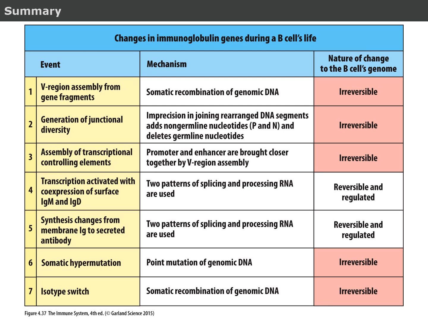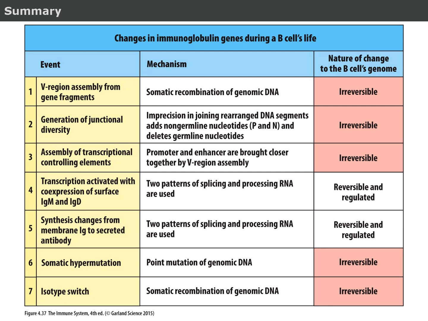Third, the assembly of transcriptional control elements brings promoter and enhancer regions closer together to enable proper gene expression. This change is permanent. Fourth, co-expression of immunoglobulin M and immunoglobulin D on the B cell surface is achieved through alternative ribonucleic acid splicing. This step is reversible and regulated. Fifth, when a B cell is activated, it shifts from producing membrane-bound antibodies to secreted antibodies using additional splicing patterns. This too is reversible and regulated.